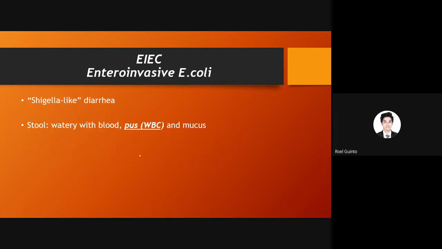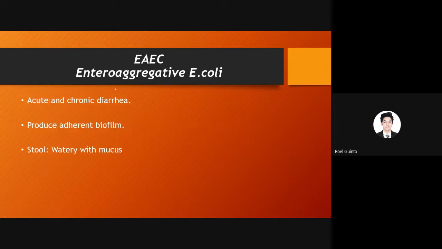Next, we have the EIEC or the Entero-invasive E. coli. So it produces Shigella-like diarrhea, watery with blood, with pus or WBC, and of course, mucus in our stool sample. Next, we have the EAEC or the Entero-aggregative E. coli, causes acute and chronic diarrhea, produces adherent biofilm, and the stool sample is watery with mucus only.